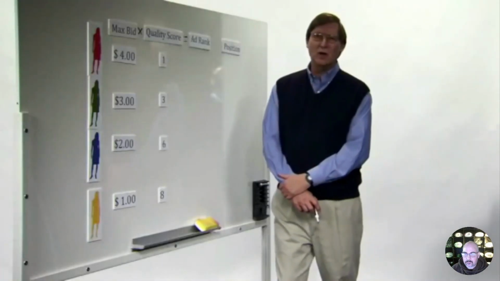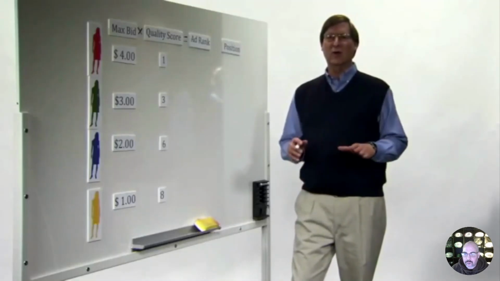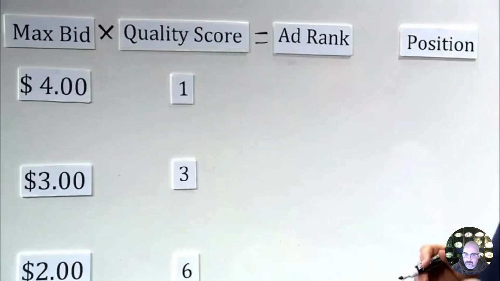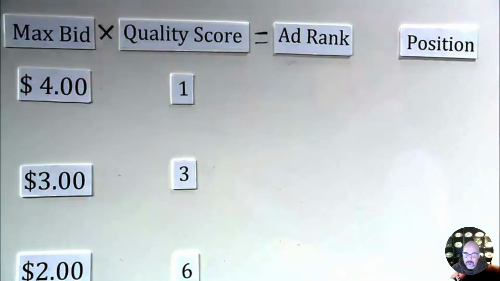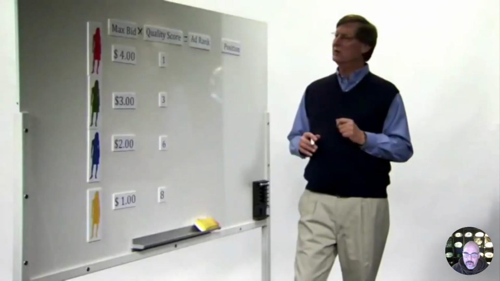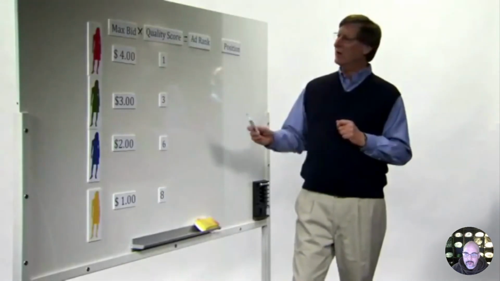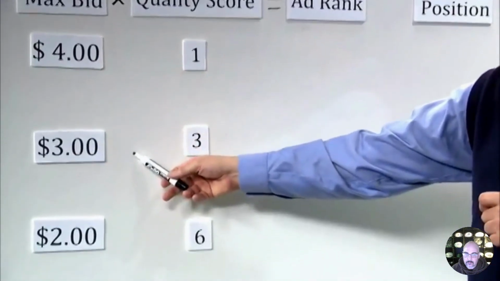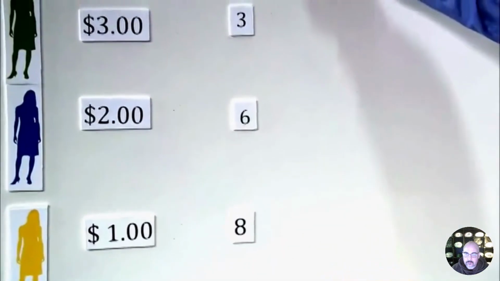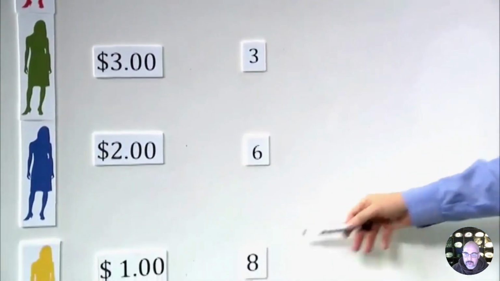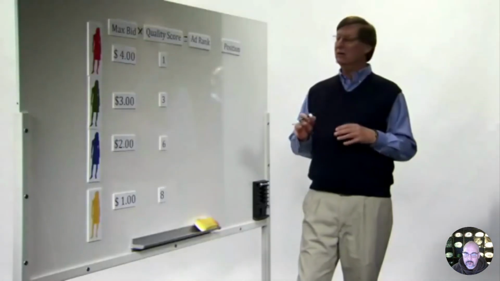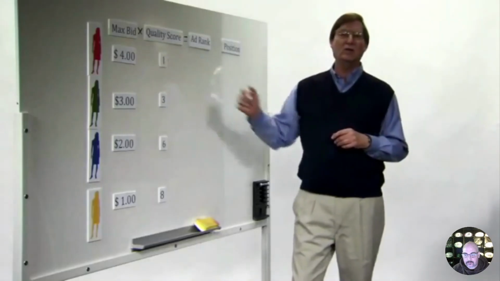So how does this quality score affect the way the auctions run? What we do is we have a concept of ad rank. An ad rank is going to be the bid of the advertiser times the quality of the ad. So in this particular example, I've got 4 advertisers. They're bidding 4, 3, 2, and 1. And the ads have different quality. In this case, it's a quality of 1, 3, 6, and 8. So to determine the ad rank, we just multiply those two numbers together.